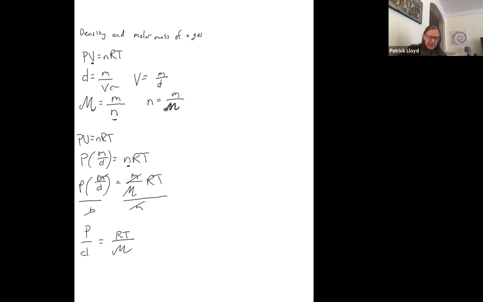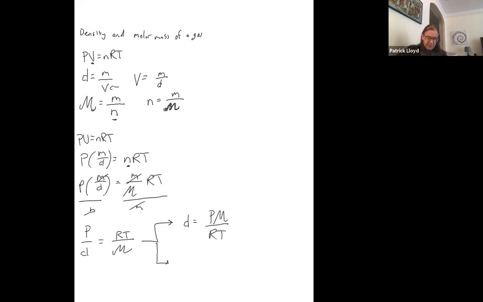It's not uncommon to rearrange this into two forms. The first one is in terms of density. If I take the reciprocal of both sides and then multiply both sides by P, you get that the density is equal to P times the molar mass over RT. Is that right? Did I get that right? Molar mass, grams. Yep, that's got to be right.